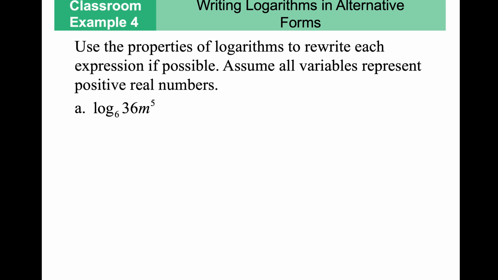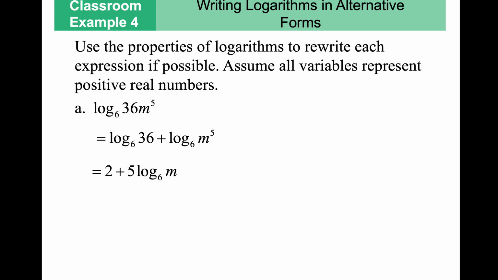So if I want to write an alternate form here of log base 6 of 36 times m to the 5th, the first thing I'm going to tackle is the expansion of 36 times m to the 5th. Once I've gotten here, I realize that 6 and 36 can both be written as powers of 6, and that 5 can come to the front. So when I write this log base 6 of 6 squared, the log base 6 and the 6 are going to be removed, and I'm left with the 2 from the exponent.